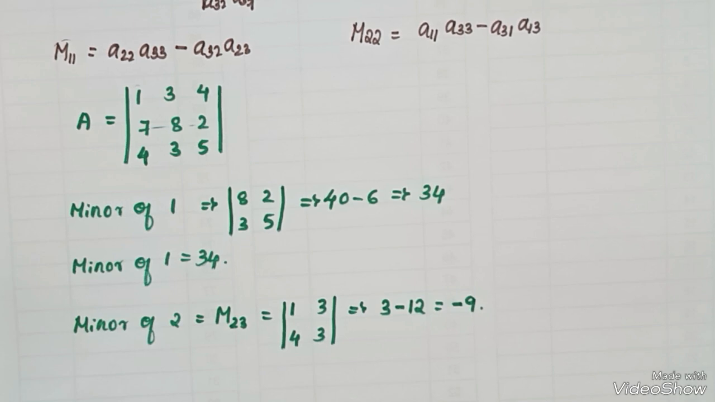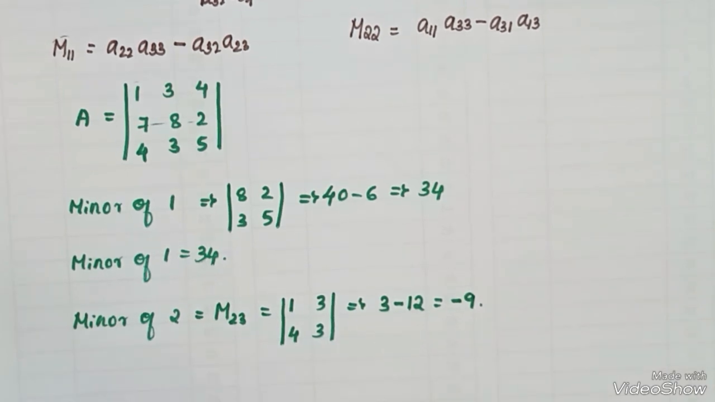Check this for all the elements of the minors. This is the method of finding the minors. Now the next concept is cofactor.